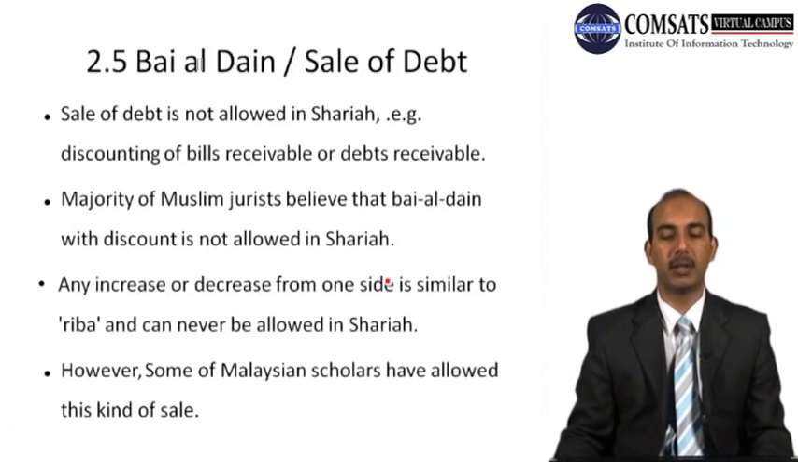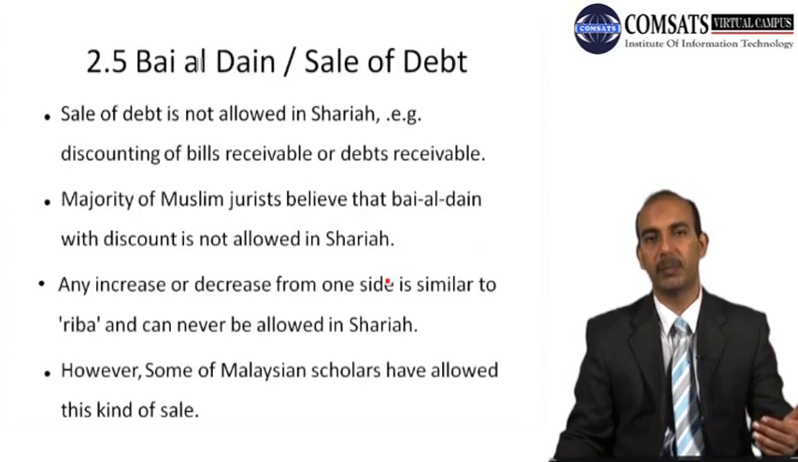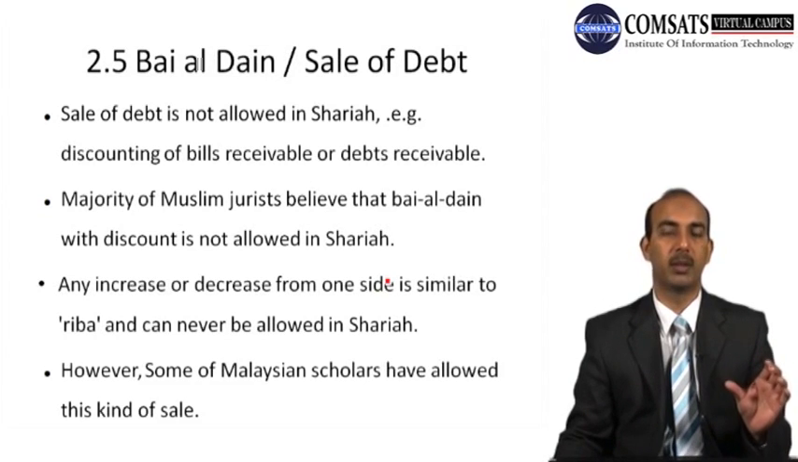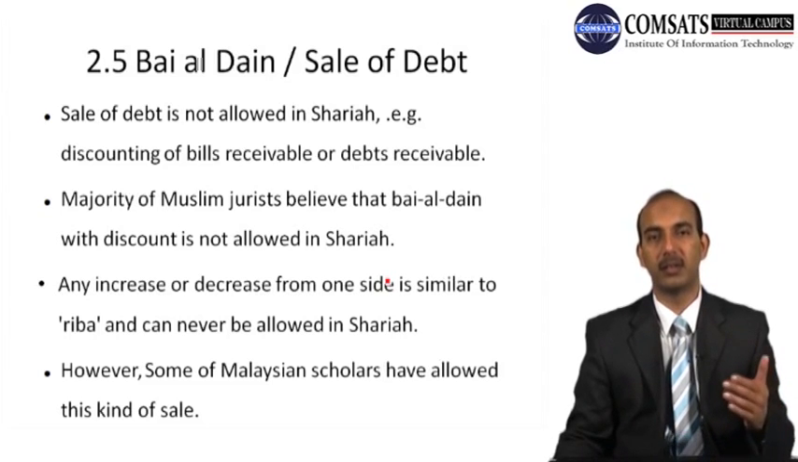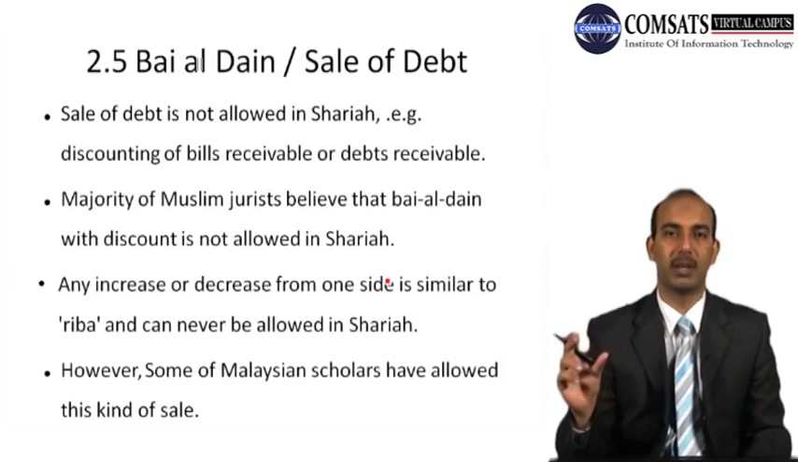And the fifth arrangement is the bay ad-dain, that is sale of debt. If you have sold any commodity and you have to receive the payment, and you have a document, the note receivable or bill of exchange, you cannot discount that. You cannot get cash for that document because you have a claim for debt.